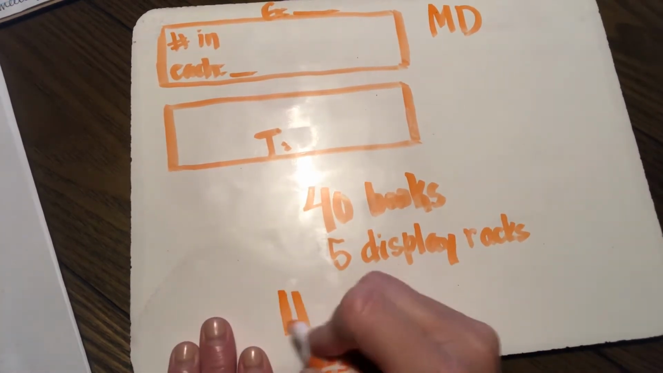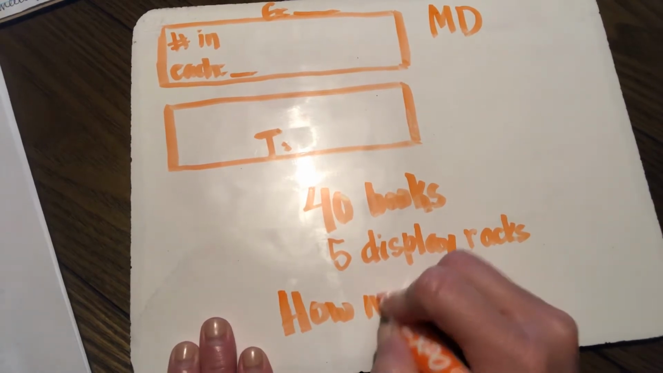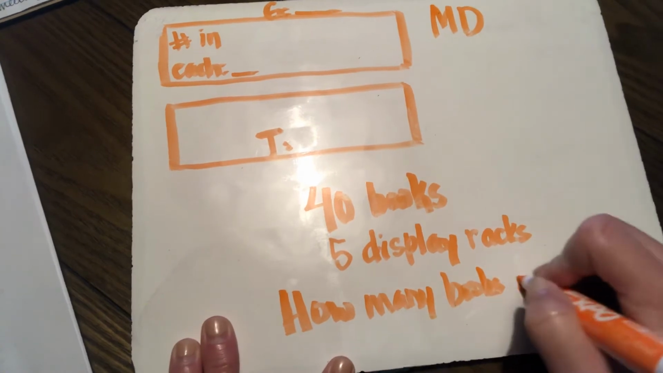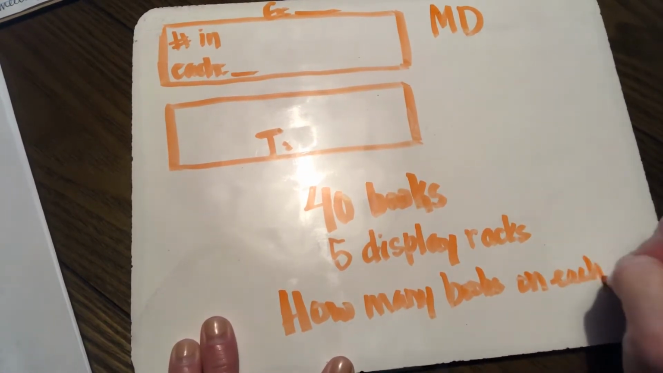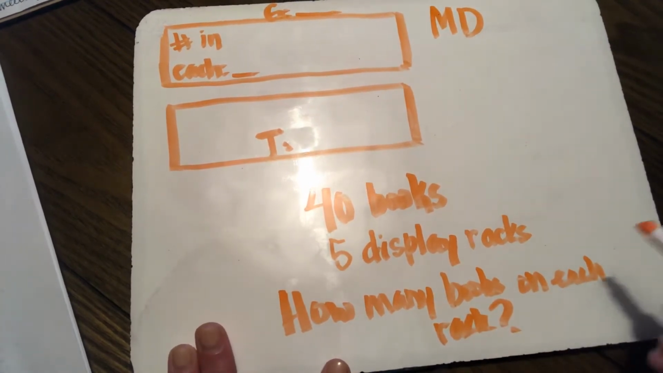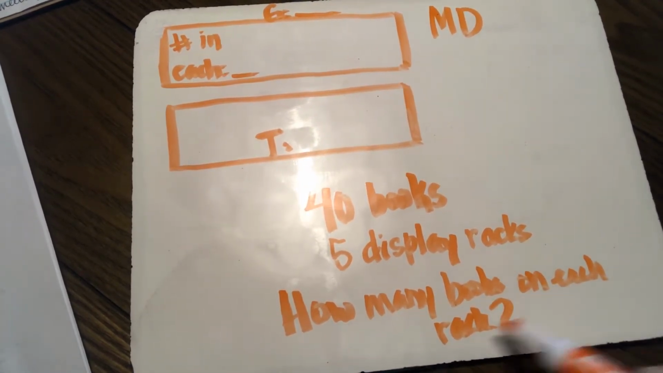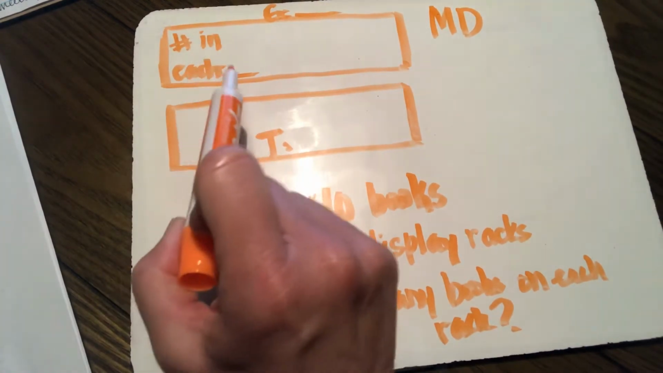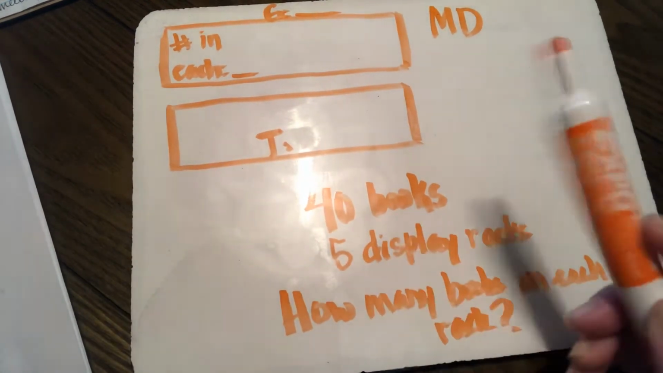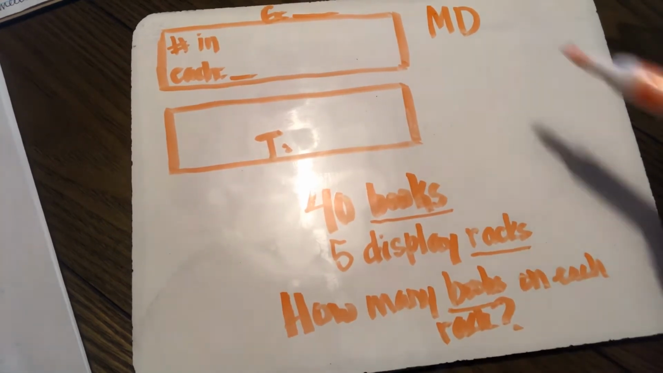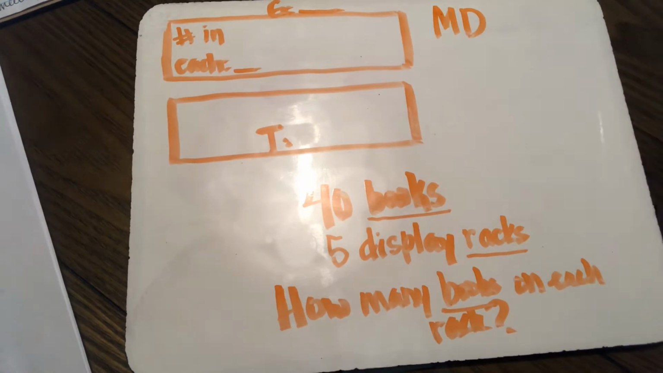So we're looking for how many books on each rack. And the question kind of tells you where our mystery number is. We're looking for books on each rack. Notice how up here it says number in each. So we've got books and racks, and we're looking for books, so it's definitely multiply or divide.